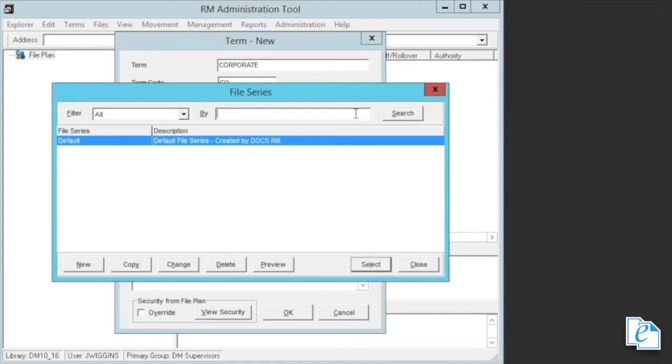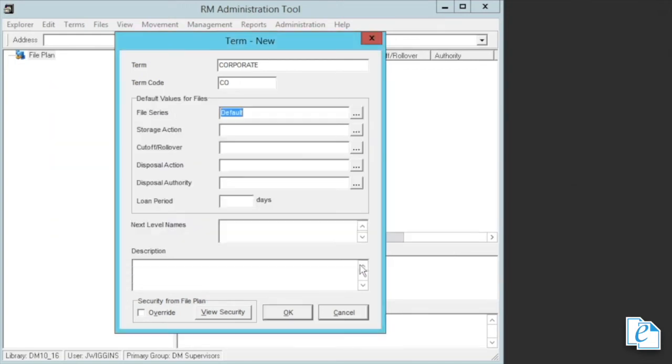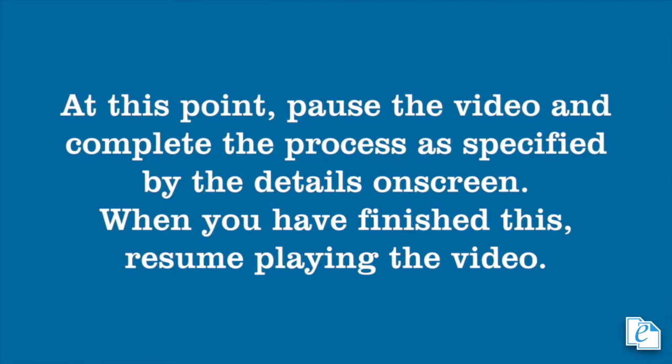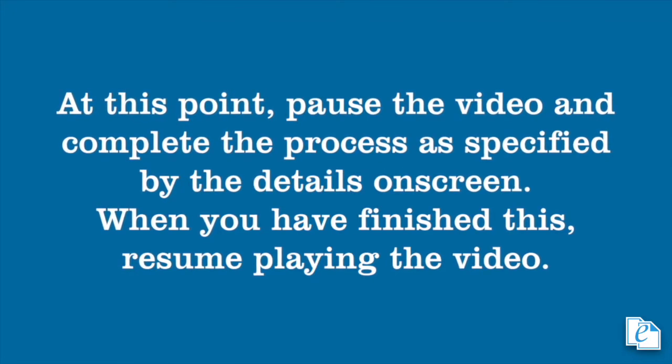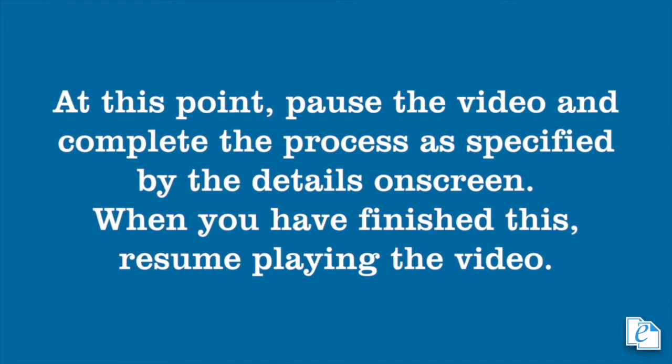Next, click the ellipsis to look up a file series. Though we haven't covered file series yet, let's choose Default. Click OK to create the keyword. At this point, pause the video and complete the process as specified by the details on screen. When you finish this, resume the video.